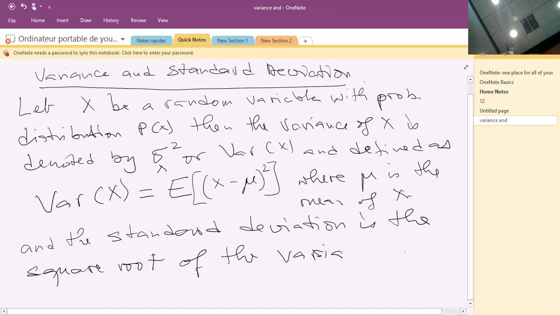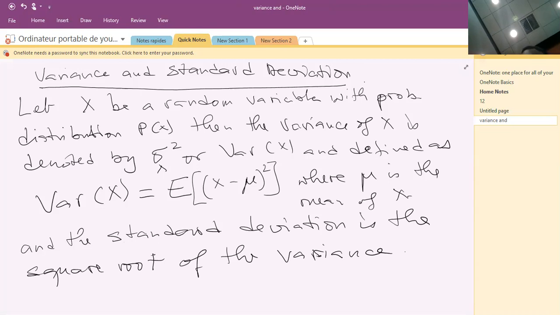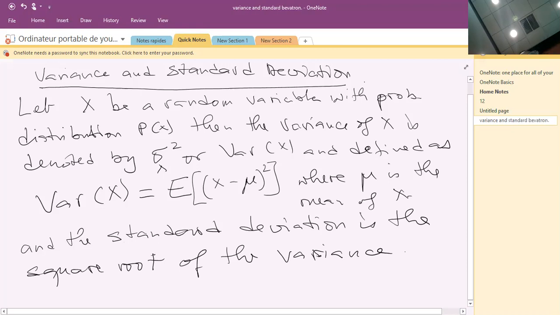Now we want to observe that we had a mean mu, and we define a new function g of x equals (x minus mu) squared. So we can define the mean of g of x as the variance of x. It's actually the expectation of (x minus mu) squared.